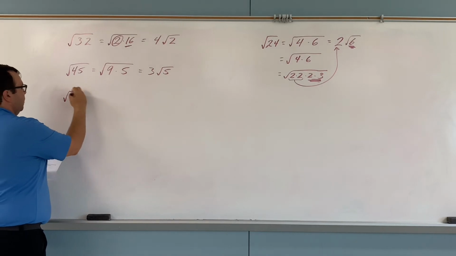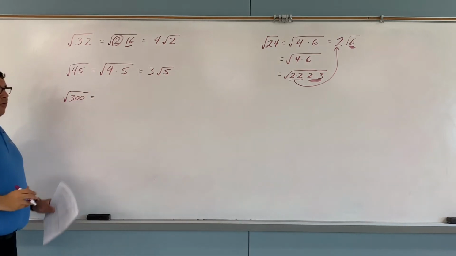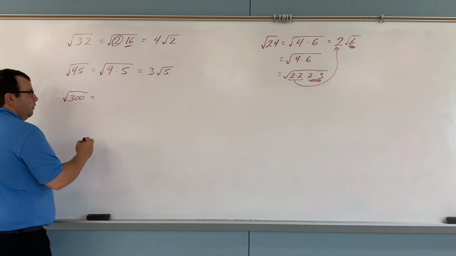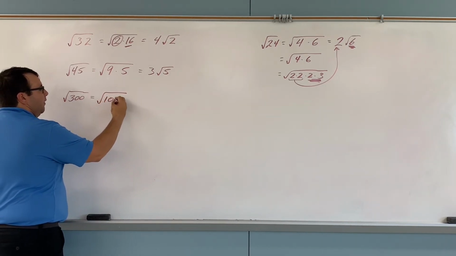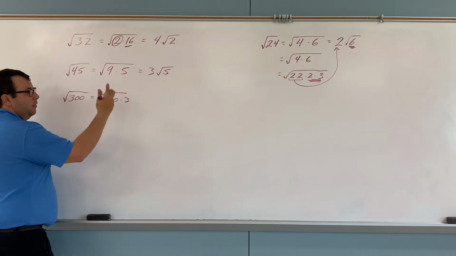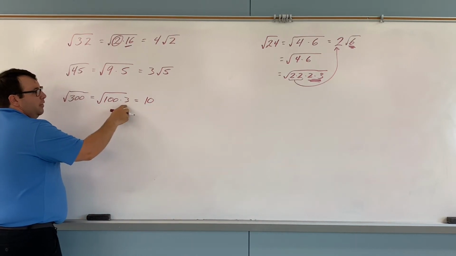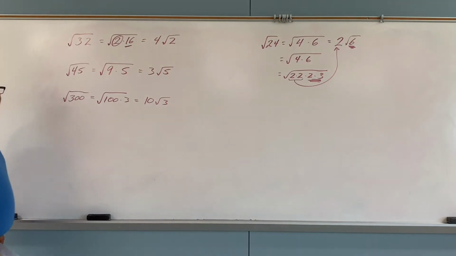How about the square root of 300? Sounds like a lot, right? I don't know the square root of 300 off the top of my head either. So I'm going to split it up. I have 100 times 3. 100 can be broken up, so that's 10. I can't do anything with this 3, so that's 10 square root of 3. Cool.